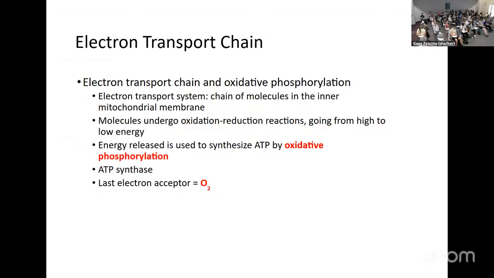So we reduced them earlier, and now we're going to do another series of oxidation reduction reactions where we pull off that hydrogen ion that's pushed into the intermembrane space, and the electrons we've just freed are going to travel down the electron transport chain. So overall, we're using the energy in the electrons getting passed along to create our ATP. And this is the process of oxidative phosphorylation.